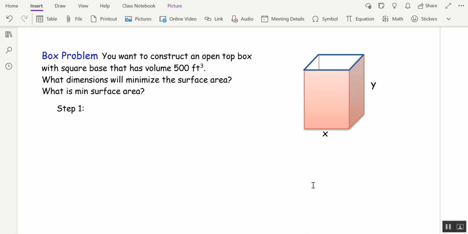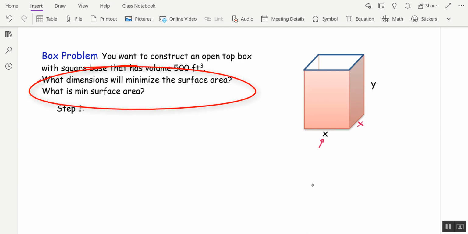Now, if the base is square, that means if this dimension is x, then this dimension is x, and the height is y. We want to know, again, two things. What dimensions will minimize the surface area, and what is the minimum surface area? So step one, we need a formula for surface area. So S of x, y.